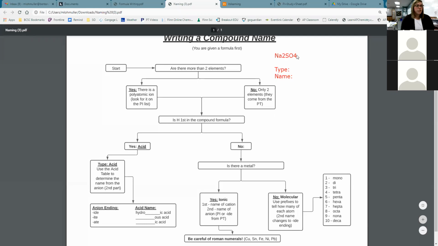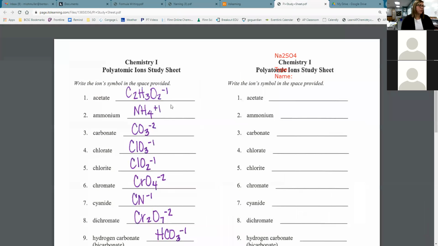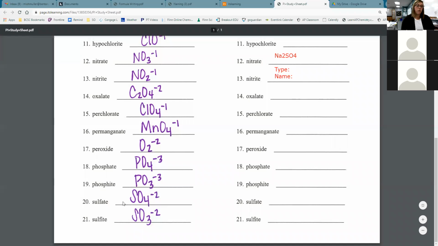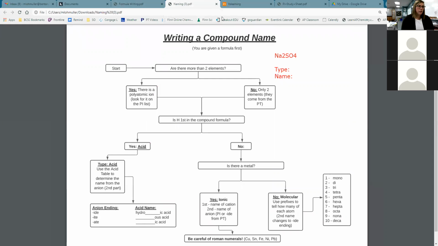So going back to the Na2SO4, see how this works, okay? First question, are there more than 2 elements? I did say yes before. We have sodium, we have sulfur, we have oxygen. So that means that we have a polyatomic ion. If we look at the polyatomic ion list, SO4 is called sulfate. So we're just going to use the word sulfate if it is not an acid. If it is an acid, we have to change it, but we'll see. So the type of compound, we don't know yet, but I'm just going to write down for now that we have sulfate so that I don't forget, okay?